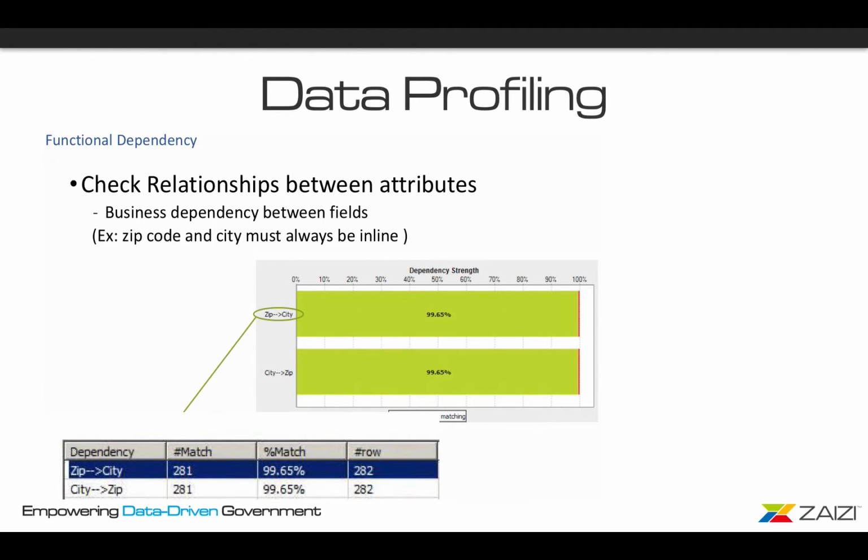Functional dependency. In this example, we are checking if the two attributes, zip code and city code, are aligned.